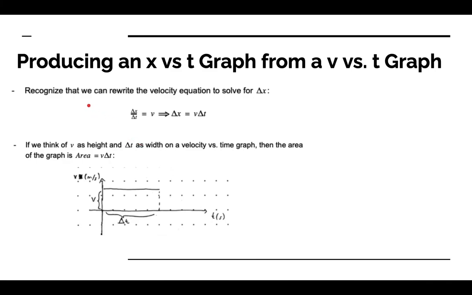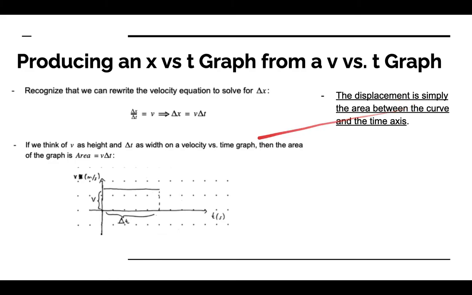So first thing we can recognize, if we want to go from a velocity versus time graph to a position versus time graph, is that if we rewrite the velocity equation, we can solve for our change in position. By multiplying both sides by delta t, our change in position is going to be equal to velocity times change in time. But if we look at a velocity versus time graph, we can think of velocity as the height of a rectangle, and delta t as the width of a rectangle. So the area on a velocity versus time graph is going to be velocity times our time interval. Again, our height is velocity and our change in time is delta t.